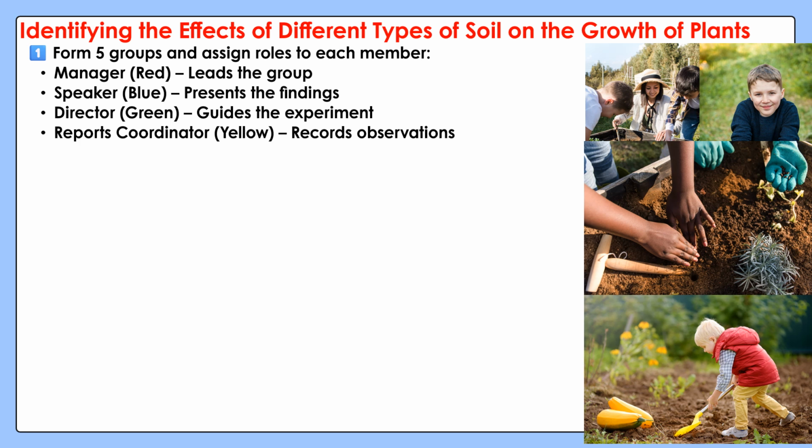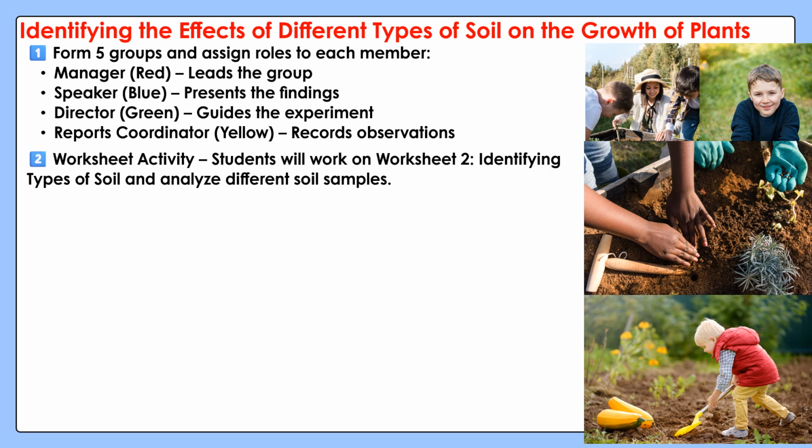Identifying the effects of different types of soil on the growth of the plants. Form 5 groups and assign roles to each member. Manager, red, leads the group. Speaker, blue, presents the findings. Director, green, guides the experiment. Reports coordinator, yellow, records observations.